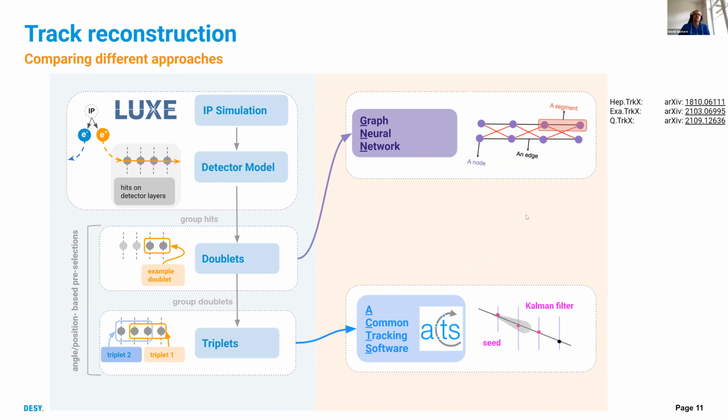Graph neural networks are great at modeling interactions or relations of objects.